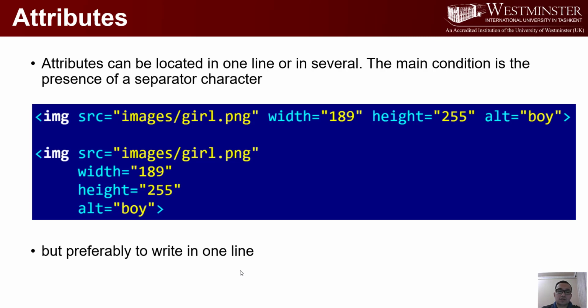Attributes can be located in one line or in several lines. The main condition is the presence of a separator character. So writing attributes in one long line and writing attributes separately in each line is the same approach. However, preferably it is better to write the attributes in one line, just as it's indicated right here.